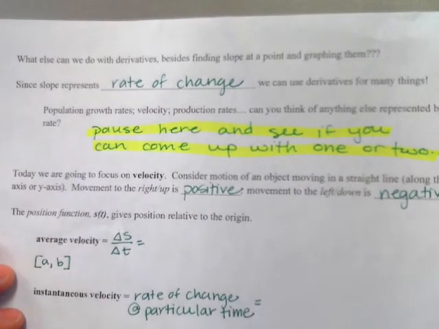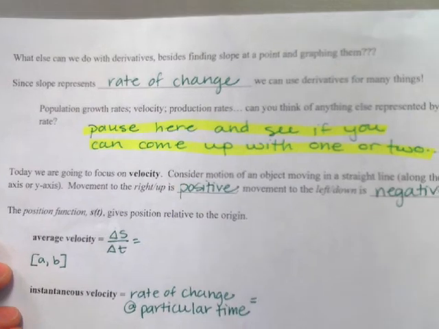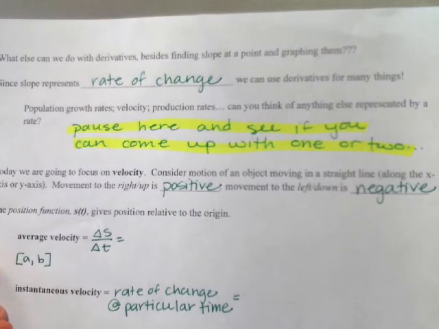Since slope represents rate of change, we can use derivatives for many things: population growth rates, velocity, production rates. And I want you to think about if there's anything else you can represent with a derivative, or what else is represented by a rate. So pause here for a second and see if you can think of one or two more.